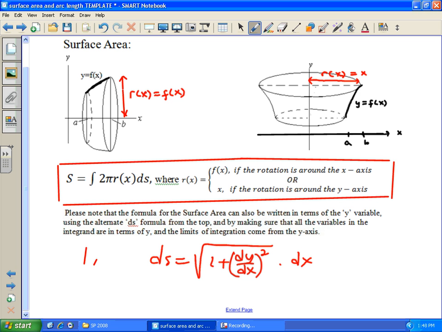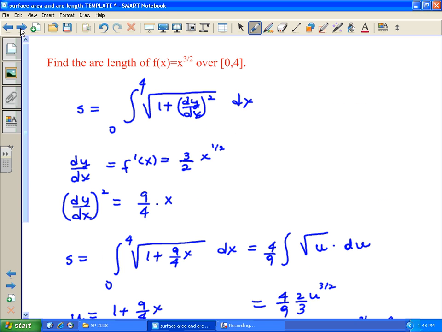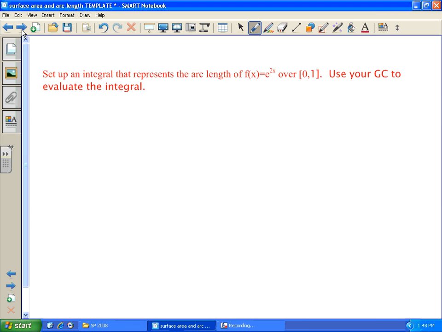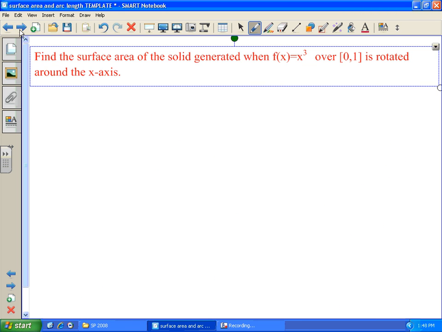Okay. Let me find my surface area examples. One moment, please. There we go. Find the surface area of the solid generated when f of x equals x cubed is rotated around the x-axis. And I will give you a few moments to work on this.